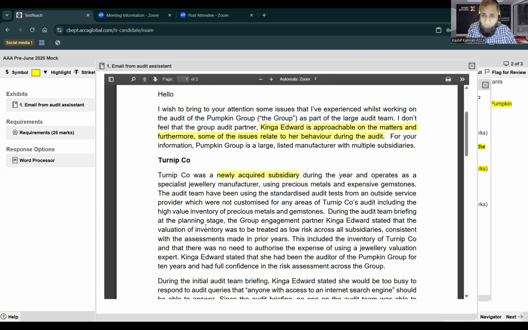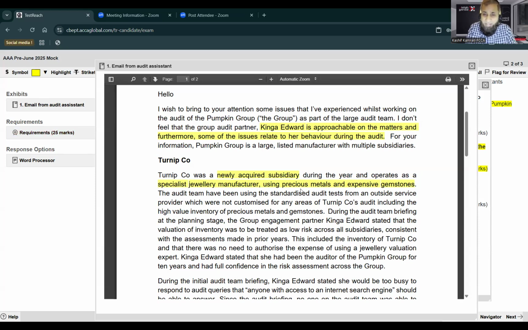And they are involved in specialist jewelry manufacturing using precious metals and expensive gemstones. Now, you know that's very difficult to value. So inventory valuation would be a risky area, a challenging area, because probably the audit team will not have the expertise to value metals and expensive gemstones. Now, that's an area where you have to use an expert.